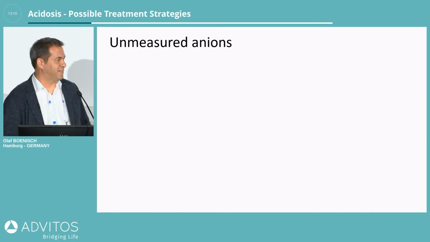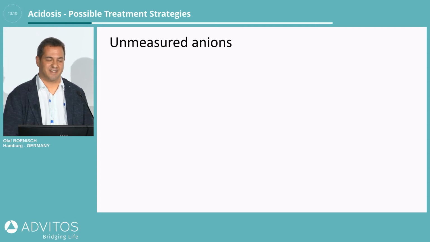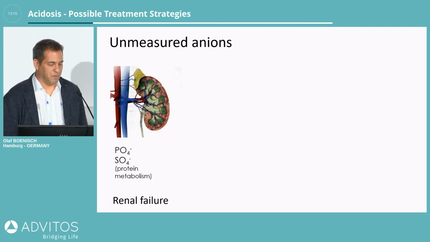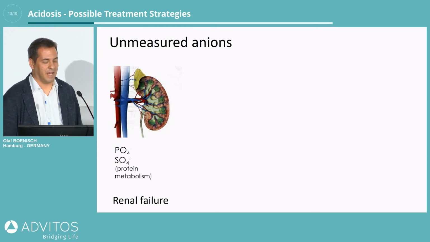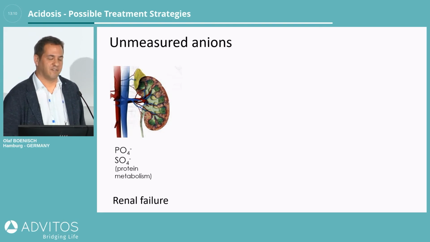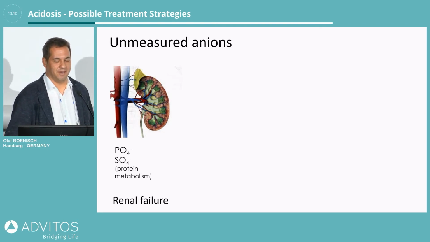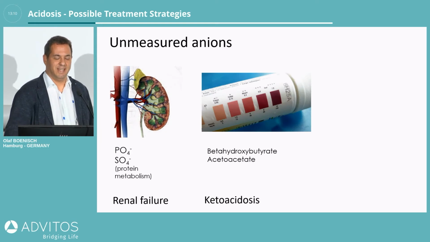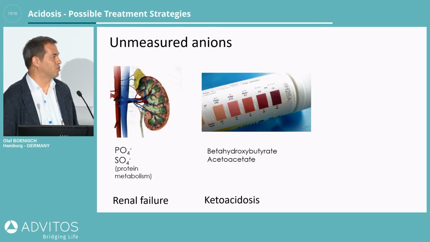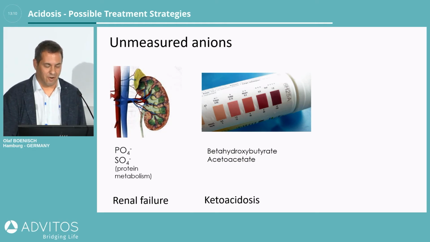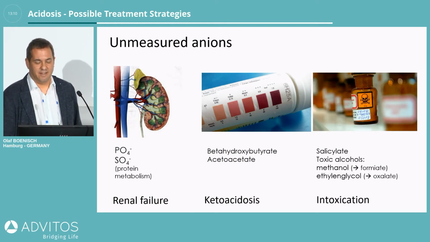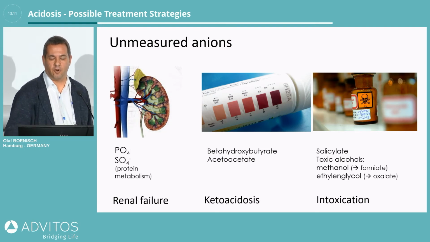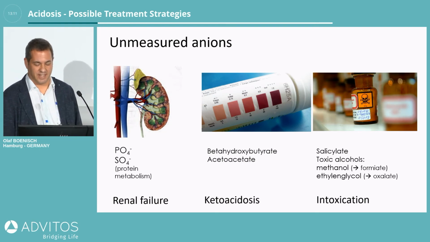With the unmeasured anions, this is what remains after you subtract sodium, chloride, albumin, lactate from the base deficiency. Then you have to see what are the possible options. We have phosphate and sulfates coming from the protein metabolism, which are usually excreted by the kidneys, and renal failure might add to that. We have ketoacidosis, which might be diabetic in nature or coming from starvation. And we have toxins following salicylate intoxication or toxic alcohols.